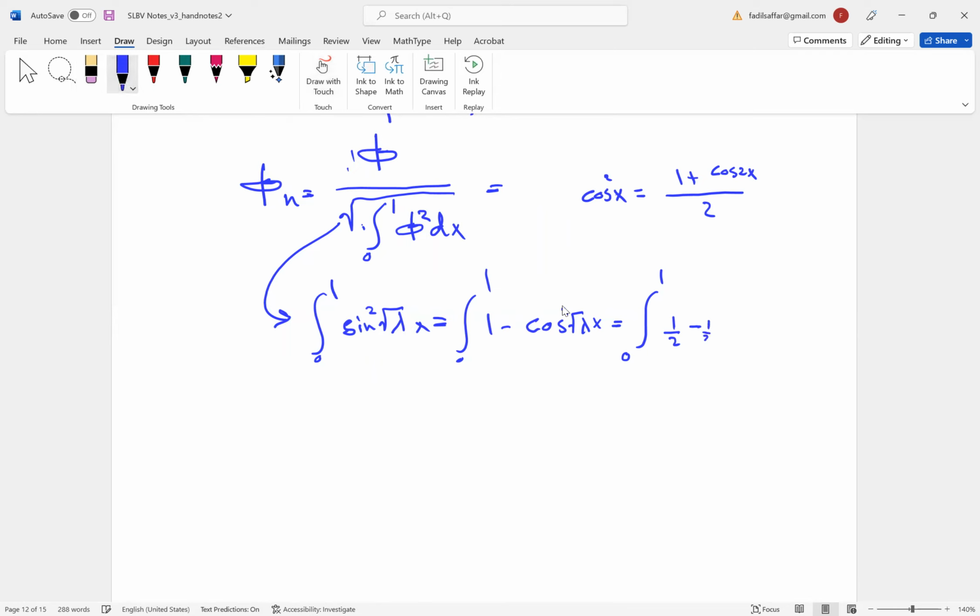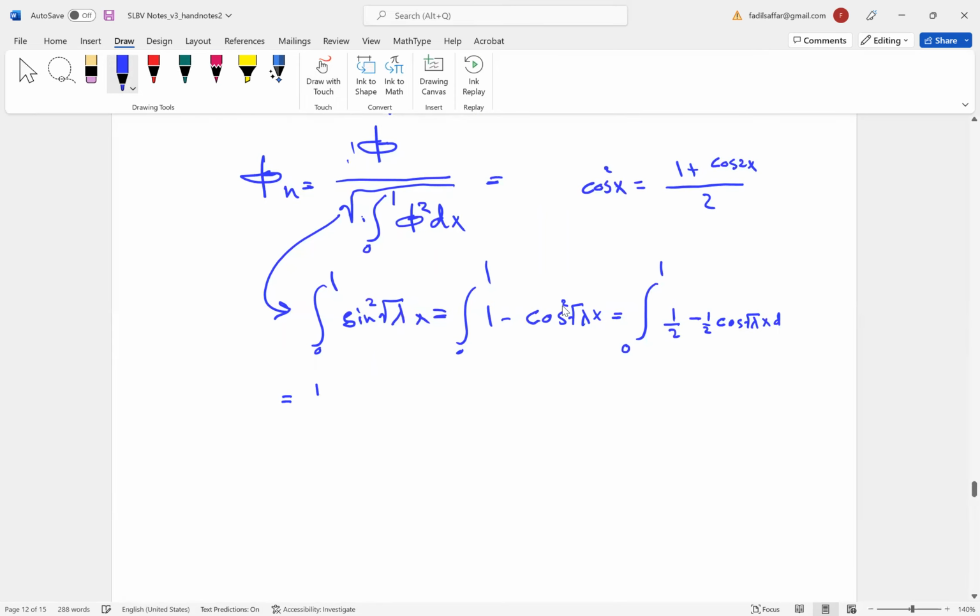So that's half cosine square root of lambda x. And now let's evaluate that one. Let's take 1/2 as a common factor. And when we integrate, that would be just 1. And now this would be minus, and here we have 2. Sorry, I forgot it. So minus 1 over 2 square root of lambda times sine 2 square root of lambda x.